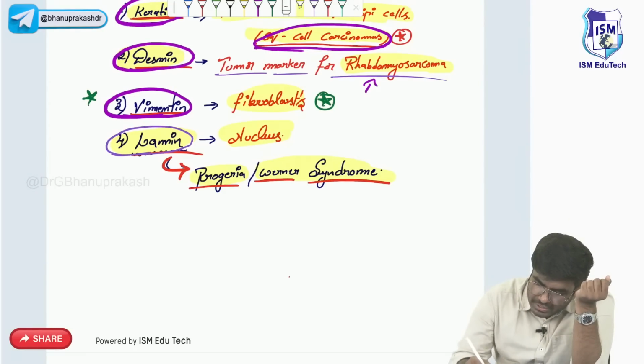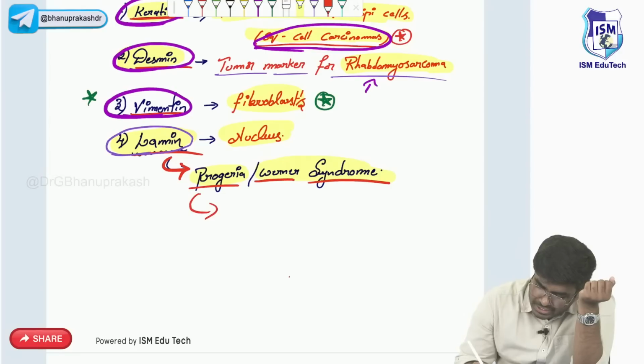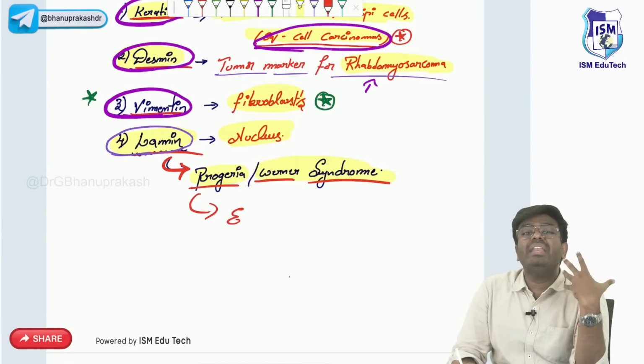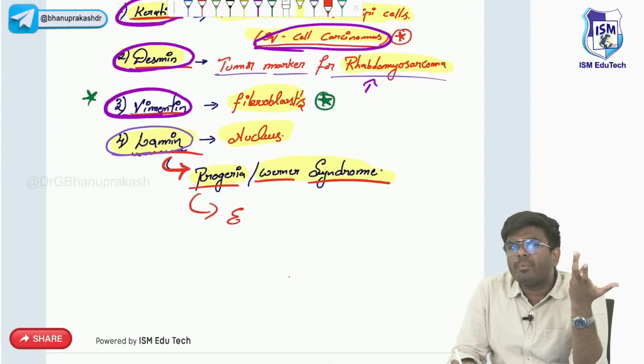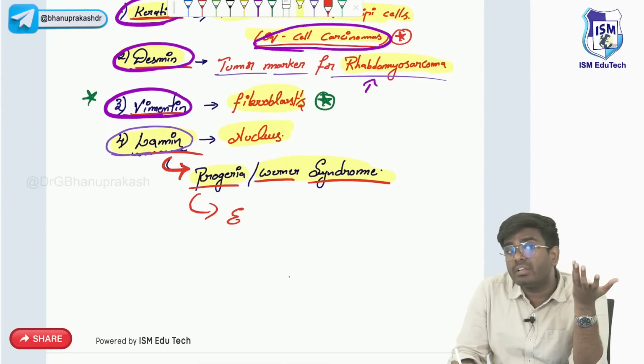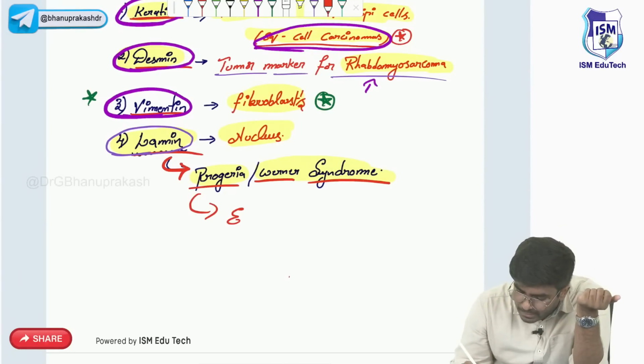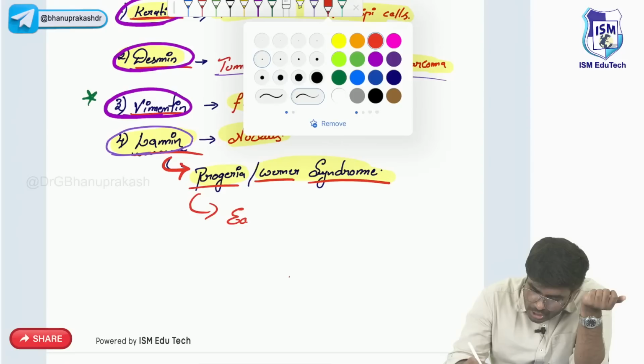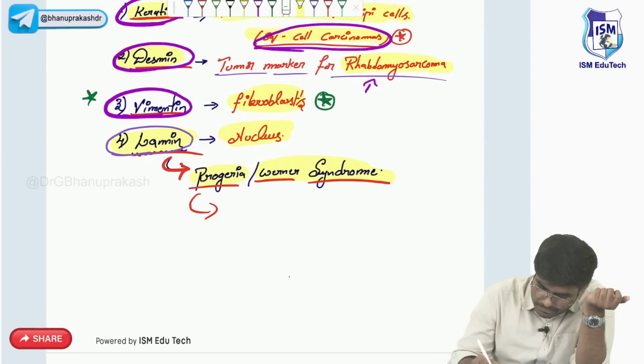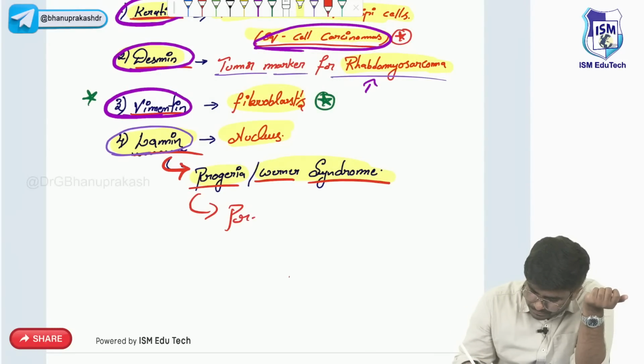What exactly is this progeria? Progeria means early aging. The person is going to age very quickly. A person of 15 or 20 years will look like a 50 year old patient. So premature aging or early aging.